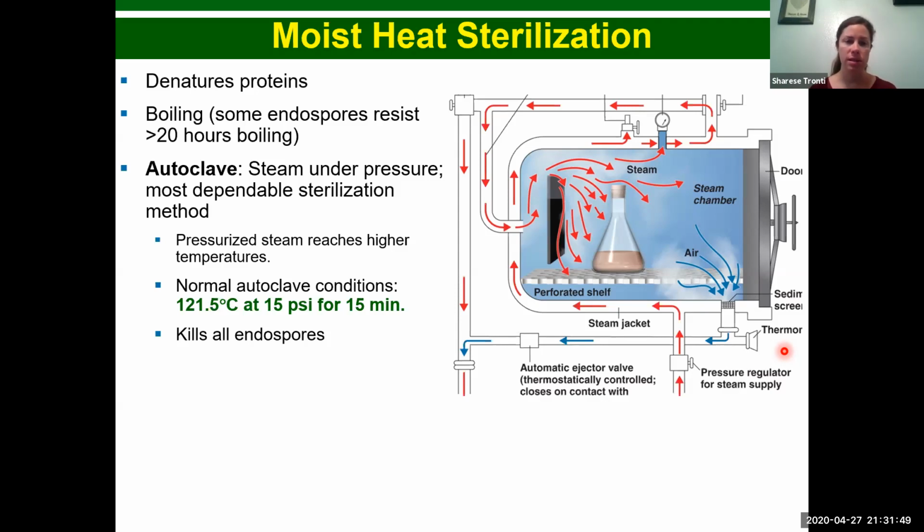So what we normally see, instead of over 20 hours of boiling, is that you can autoclave something for only 15 minutes at 121.5 degrees Celsius at 15 psi. And this will kill all endospores.